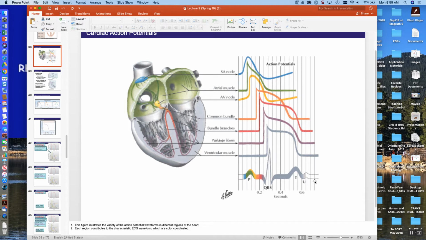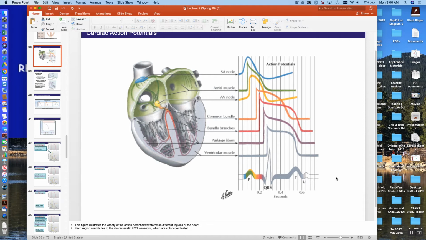Long QT syndrome can cause what's known as sudden death syndrome. It's one of those events where you might have an elite athlete out on the basketball court and then all of a sudden dies suddenly, right, with exertion, exercise. A lot of times they find that those patients actually had long QT syndrome that caused an arrhythmia.